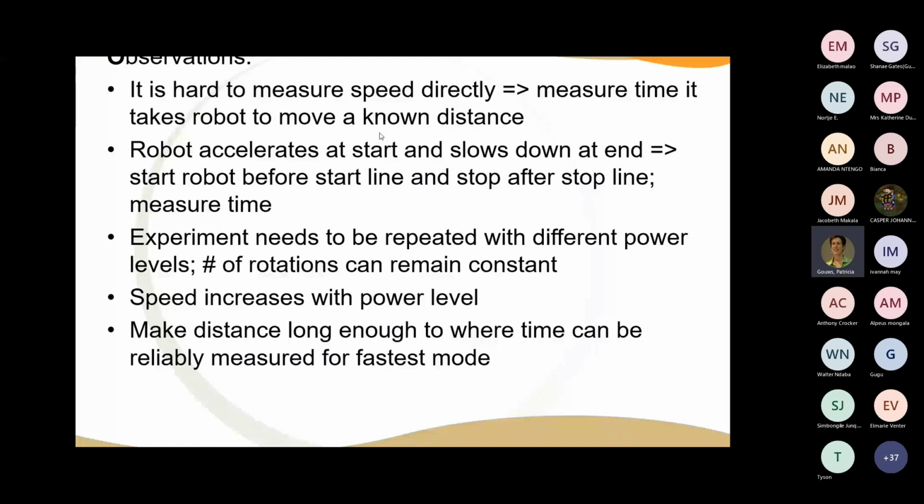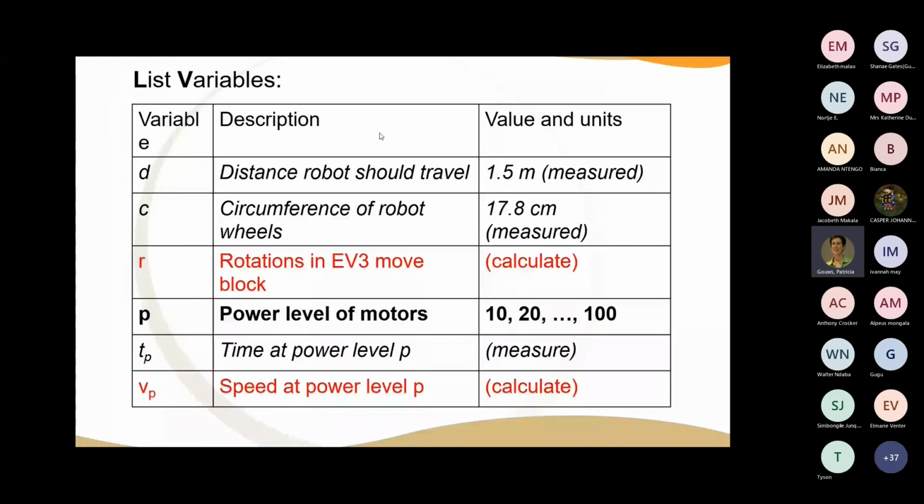All right. So then we have to see what we've got. List the variables. We've got the distance. We've got a further distance. We've got 1.5 meters, which we've measured. The circumference is 17.8. Now remember, the 1.5 is meters. So in centimeters, that's 150. Okay.